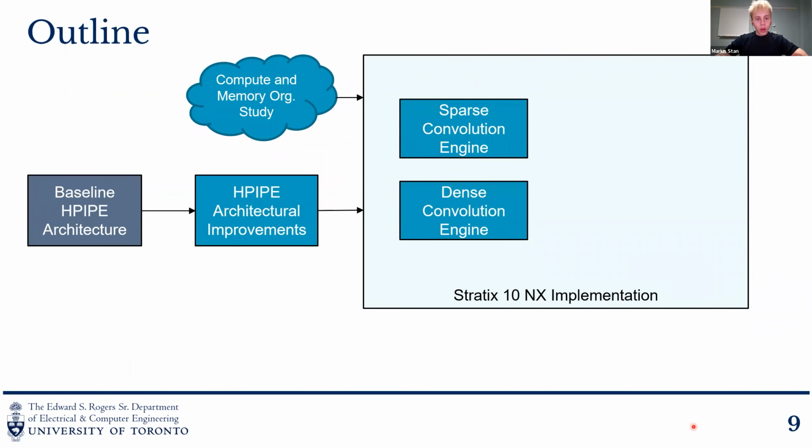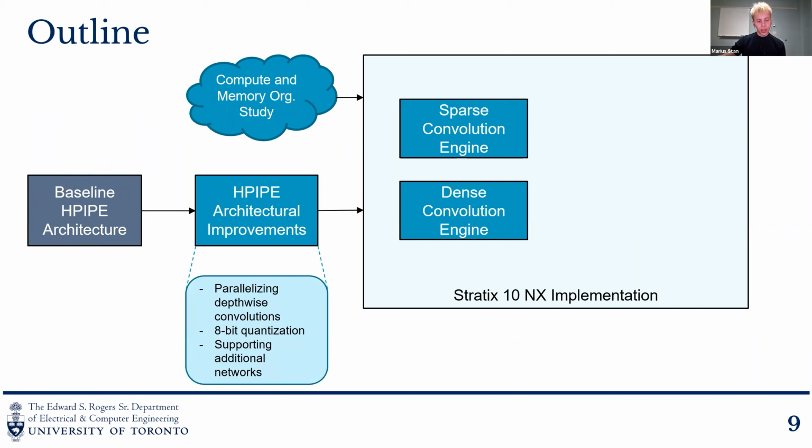And so that's all the background info. So now to provide an outline of the contributions of this work. We'll start off with the baseline HPIPE architecture, and then we'll go into some HPIPE architectural improvements. I'll cover these in more detail on the coming slides, but these were necessary to implement before we could create our Stratix 10-NX implementation.